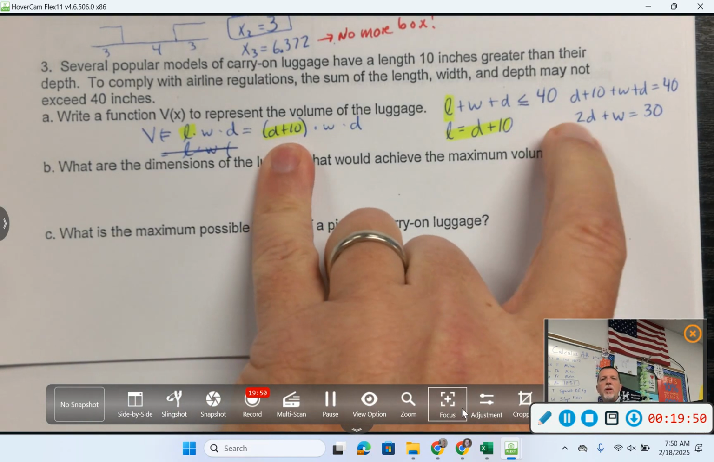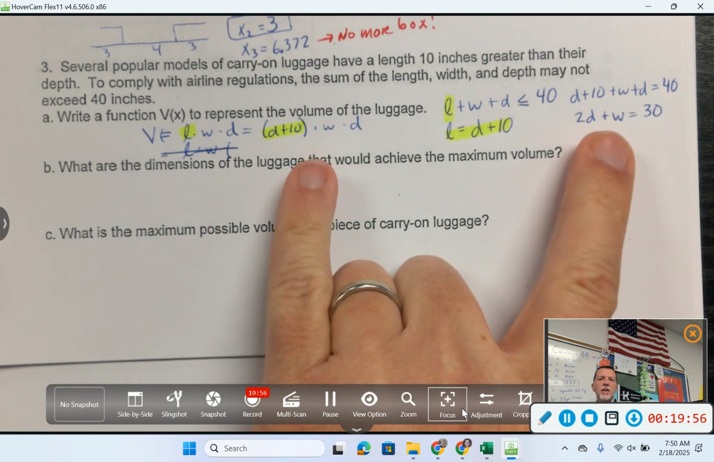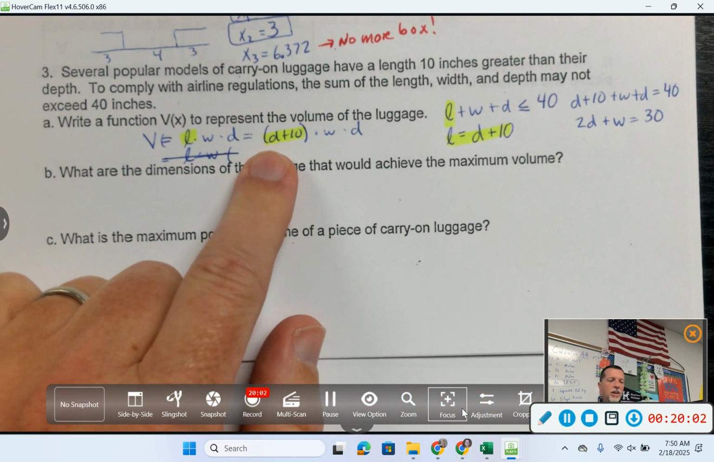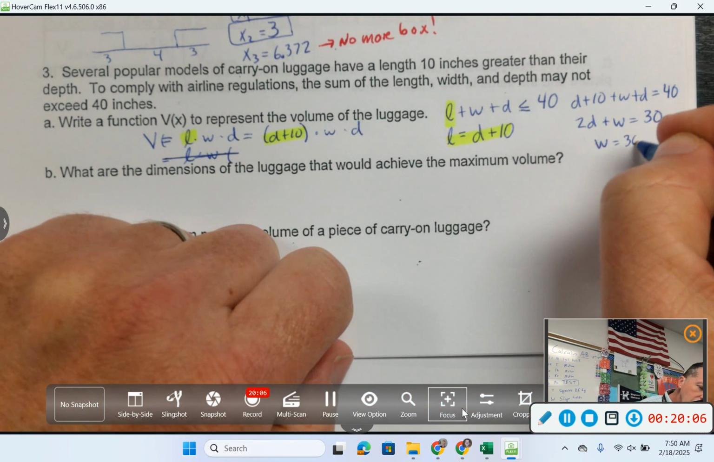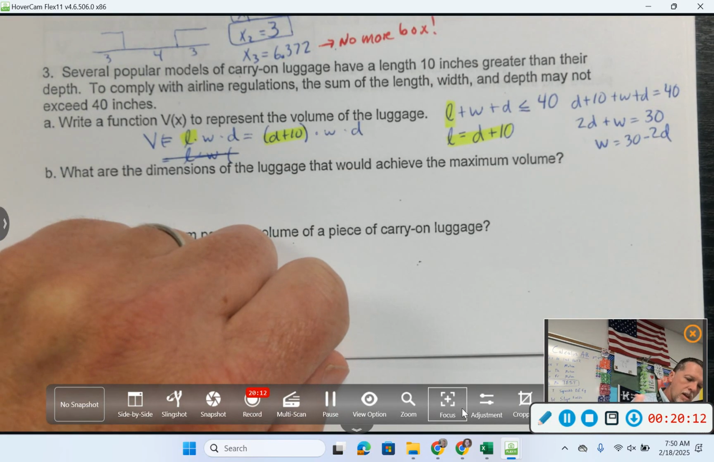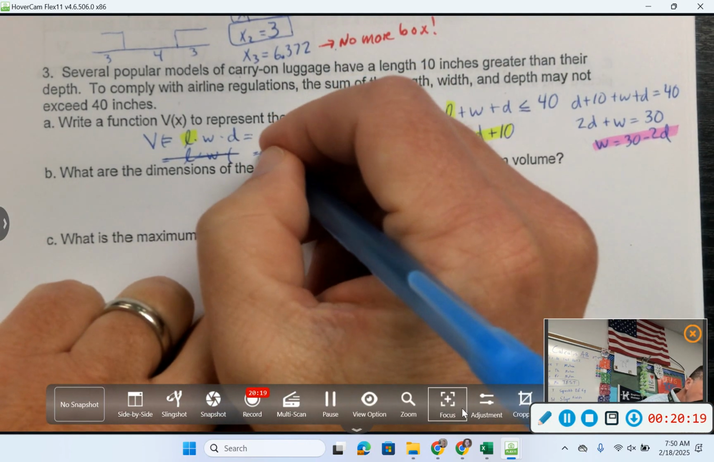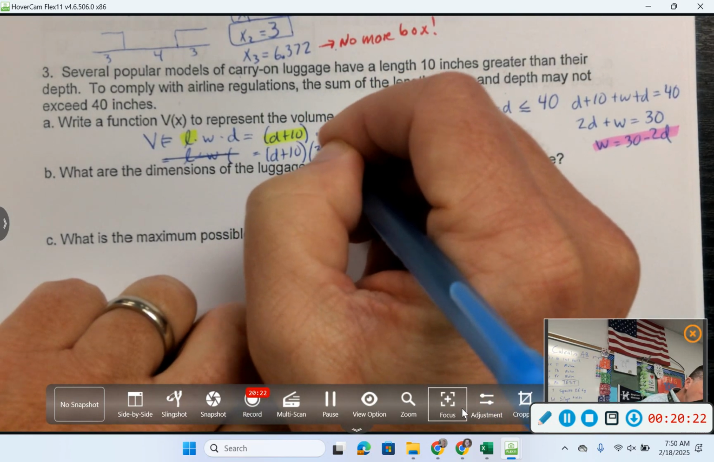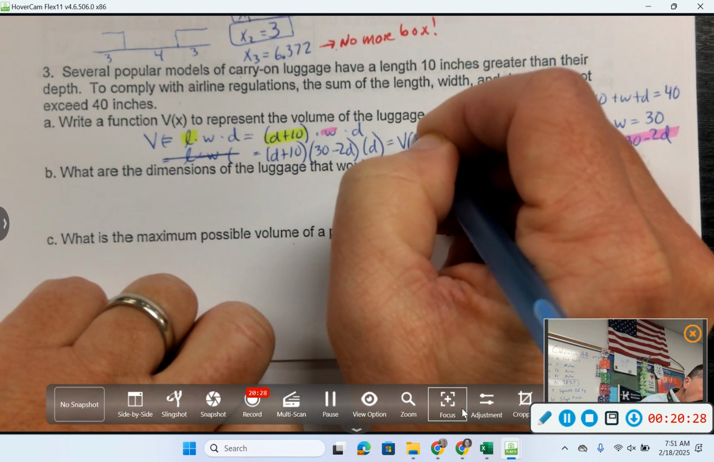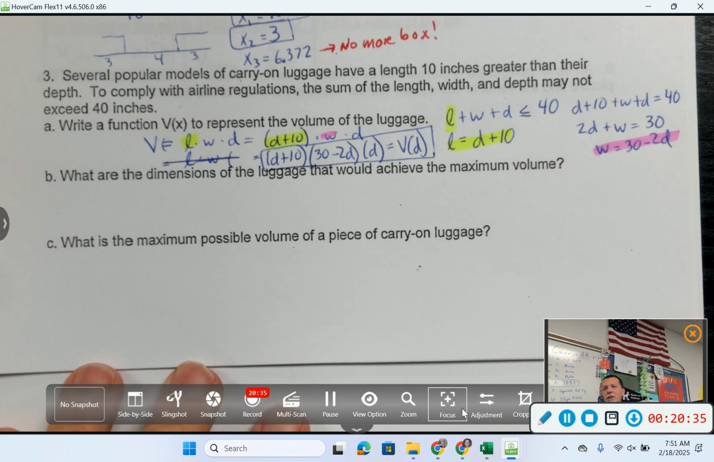And looking at my volume equation, what would be wise to solve for, do you think? W. Yeah, let's replace W. I guess you could replace D, but you'd have to replace it twice, and that would make things a little uglier. So let's solve this one for W. 30 minus 2D. And so W is 30 minus 2D, means I can replace W with 30 minus 2D. D plus 10, 30 minus 2D, and D. So now I have volume as a function of depth. I've got volume as a function of one variable.